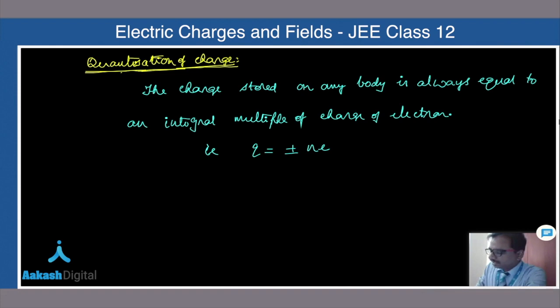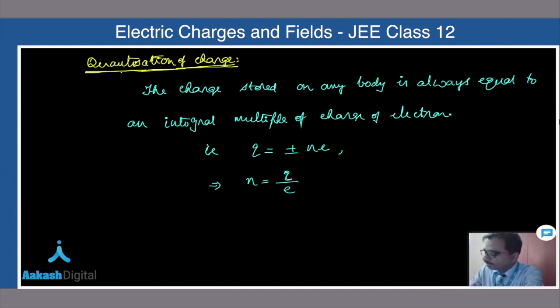From this you can say n is equal to Q by e. The number of electrons that are required to get a required charge we can calculate by using this formula. If the number of electrons that are removed or added is given and you want to find the charge, use the formula Q equal to plus or minus ne, depending on the process. If the electrons are removed, it becomes positive. If the electrons are added, it becomes negative.